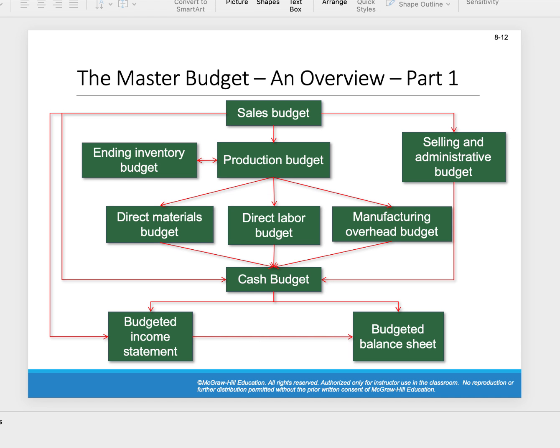Okay. So the next probably most important piece of the master budget is the sales budget. That's what kicks everything off, right? That's what allows us to go and do these other budgets. The cash budget is also important, right? It keeps track of all our cash, right? Cash going in, cash coming out.